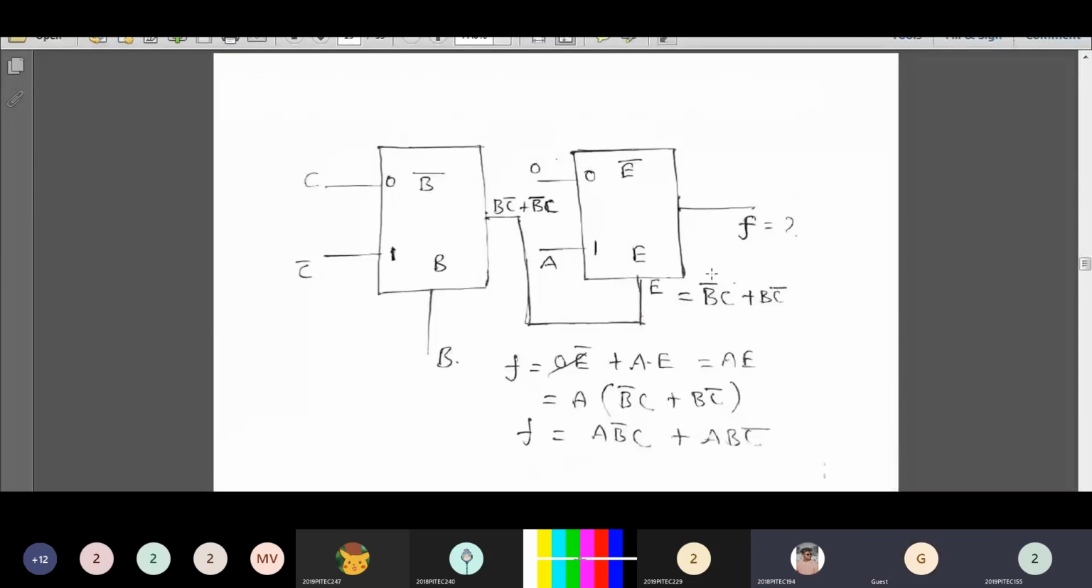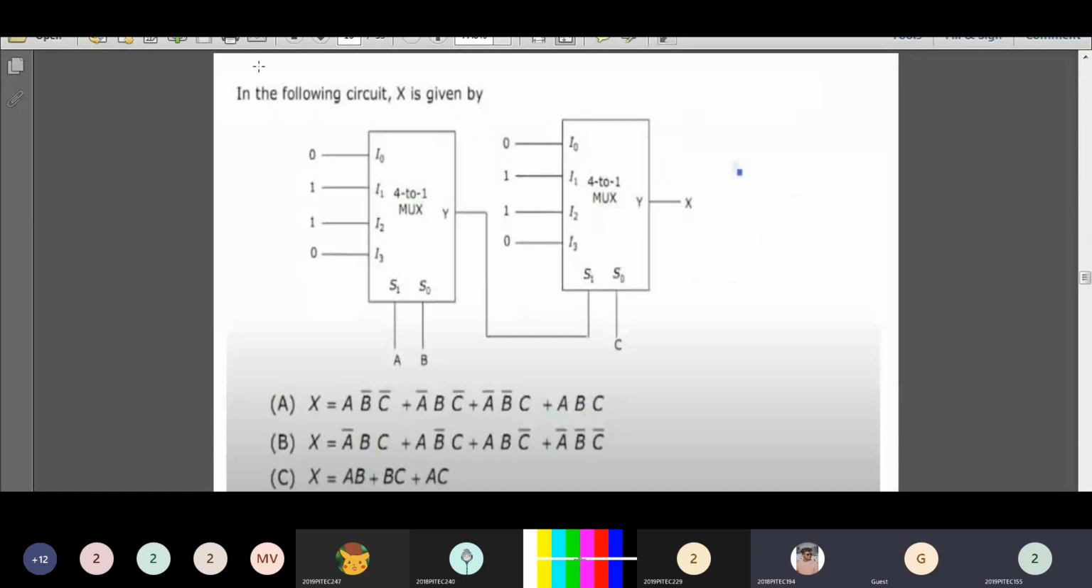Now let's move on to the next one. The following circuit X is given by two 4 cross 1 multiplexers. As this is a 4 cross 1 mux, you'll have 4 input lines and 2 selection inputs. In each multiplexer, you'll have 4 input lines and 2 selection lines. Look at the first 4 cross 1 mux.